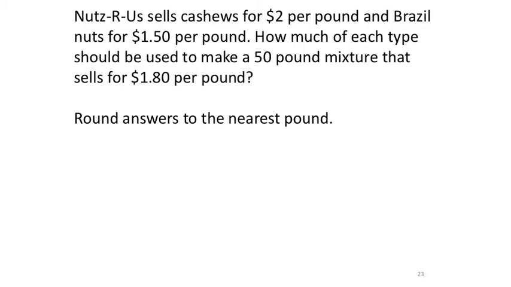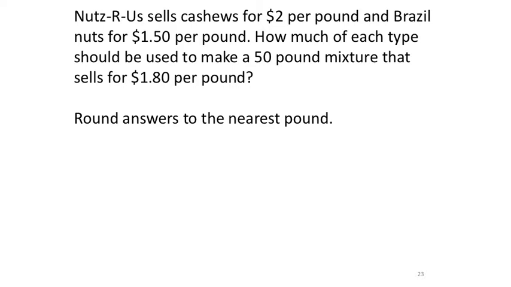All right, for this one, we got Nuts R Us sells cashews for $2 per pound and Brazil nuts for $1.50 per pound. How much of each type should be used to make a 50-pound mixture that sells for $1.80 per pound? Well, the first one I'd probably start with on this is that we need the two equations, right?